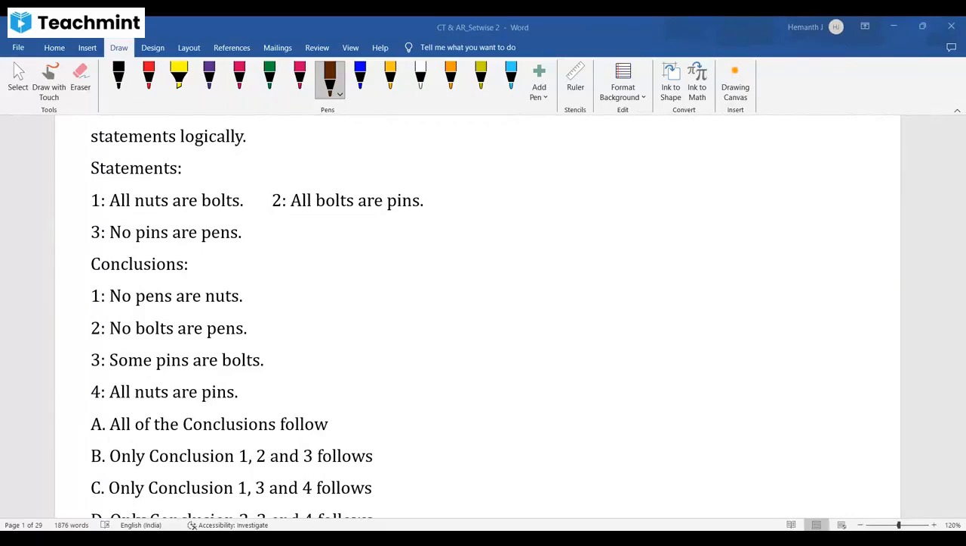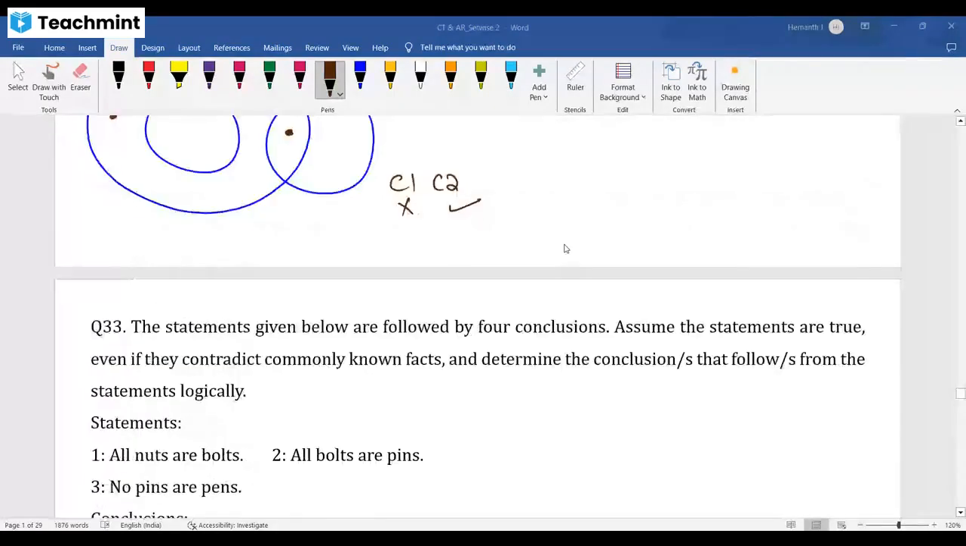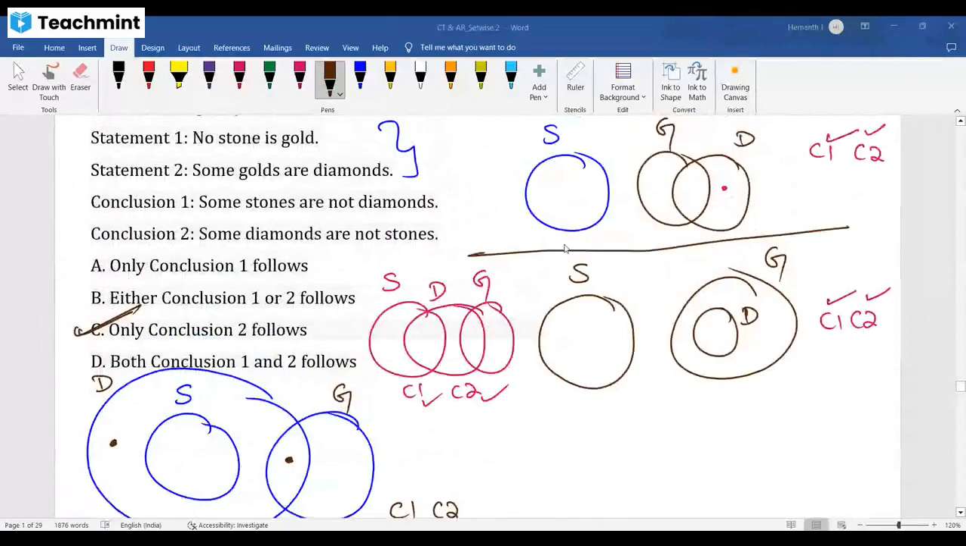C2 also false? No, C2 will never fail in the previous one. In the previous one, C2 never fails in any diagram. You draw the diagram satisfying the statement. So again, asking the question: what do you consider if different diagrams give different answers? Your conclusion should be true in all cases.